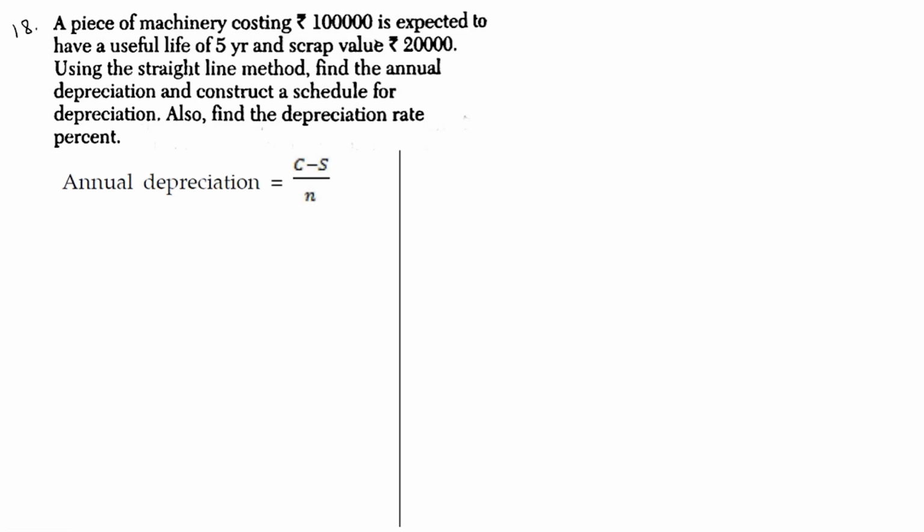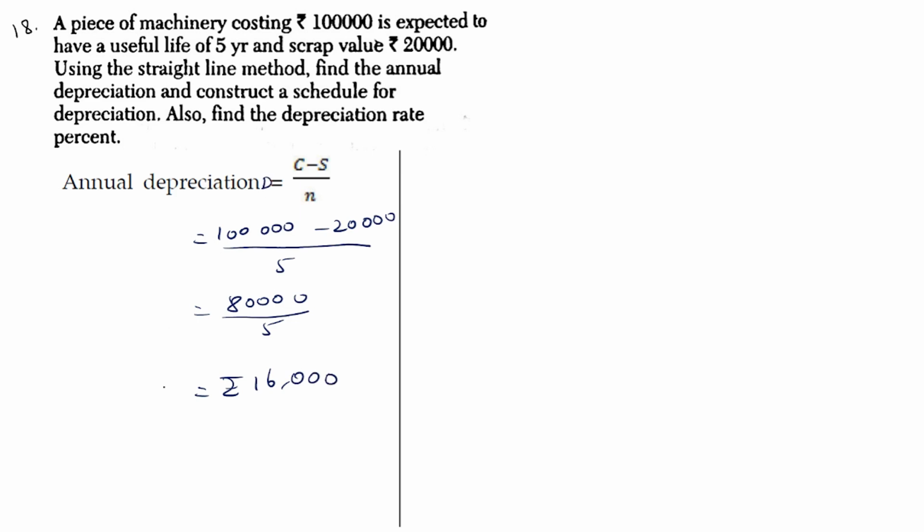So annual depreciation is given by C minus S upon N. C is 1 lakh, S is 20,000, upon N is 5. So this is 80,000 by 5, which is rupees 16,000. This is the annual depreciation D.